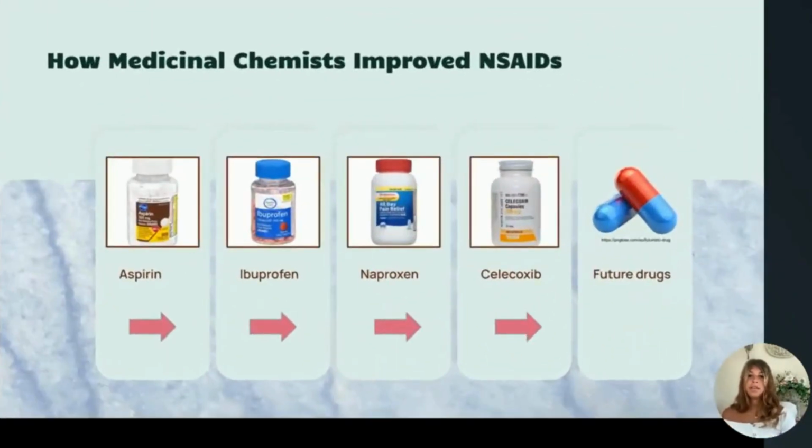This slide shows how NSAIDs have changed over time. Scientists started with the older drugs like aspirin and then developed newer medications such as ibuprofen, naproxen, and celecoxib. Each new drug was designed to improve something, whether it was lasting longer, causing fewer stomach problems, or being more selective for COX-2. This is exactly what medicinal chemistry is about. Researchers study how drugs interact with their targets and then make changes to improve safety and effectiveness.